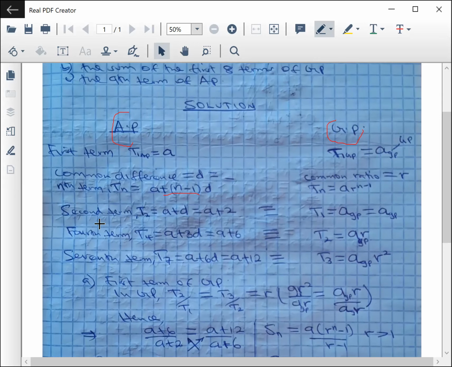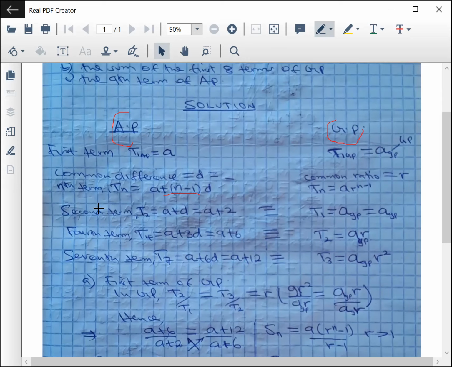Now, from our question, we are given the second term of AP. The second term of AP is equivalent to A plus n minus 1, D, where n is 2. So it will be 2 minus 1, which is 1. So we cannot write 1D, we just write A plus D, which is equivalent to A plus 2, because we have been given that our D is 2. Then the fourth term of the AP will be A plus 3D, using this formula, which is A plus 3 times 2, which is 6. Then the seventh term is equivalent to A plus 6D, which is A plus 6 times 2, which is 12.